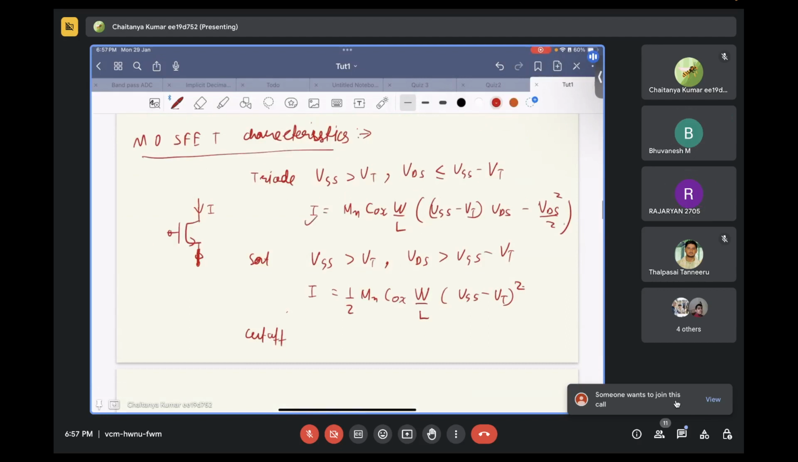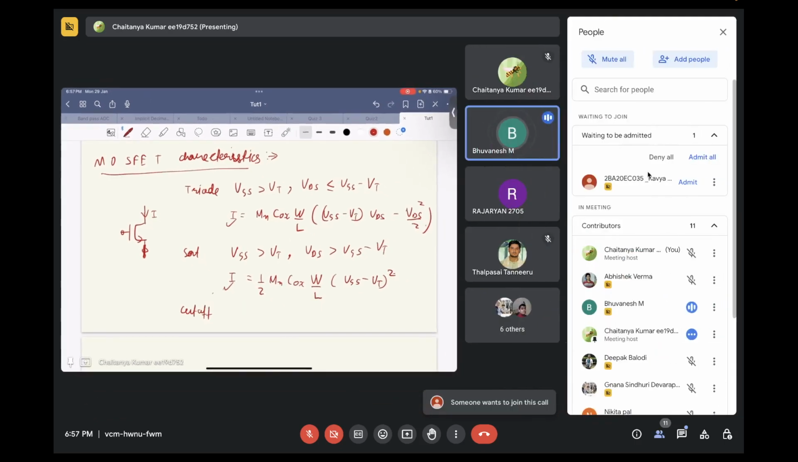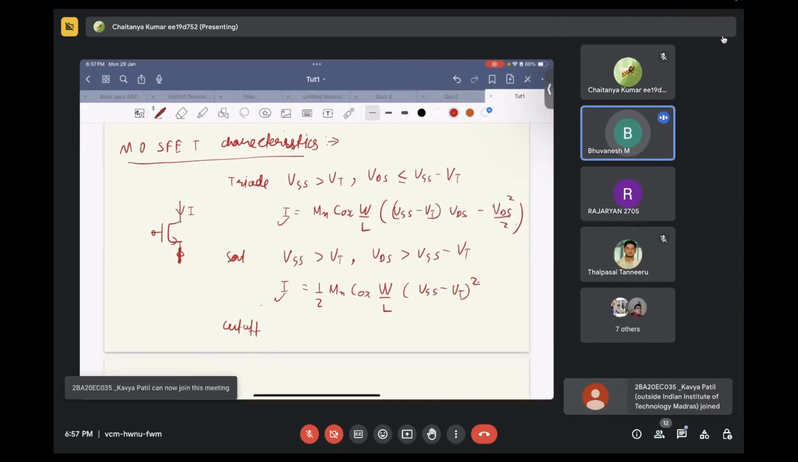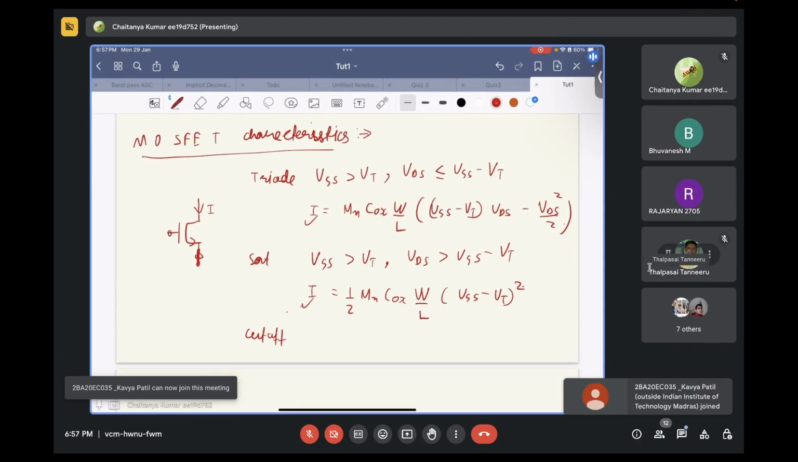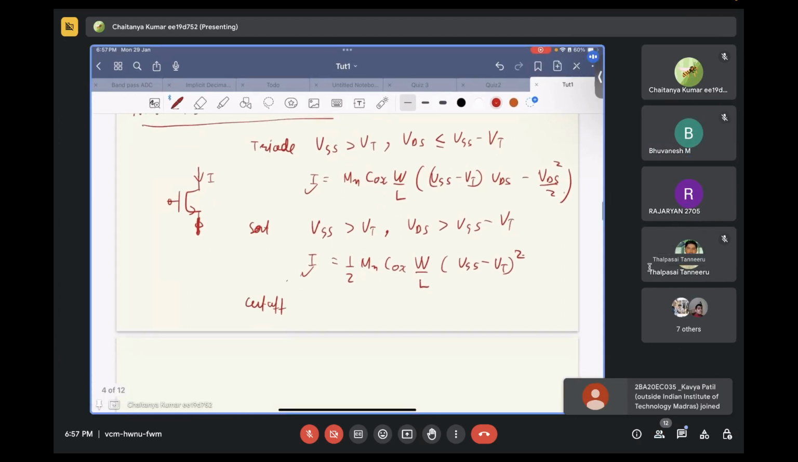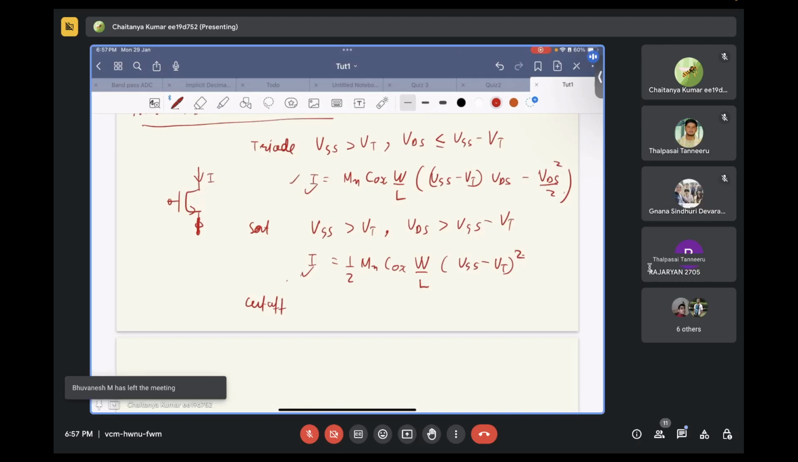How will you verify that this equation and this equation are correct? What you can do is, at the boundary condition, let's say VDS is just equal to VGS minus VT. You guys agree? Yes, sir. That will be the boundary condition between triode and saturation. In that case, plug in the value: VDS is equal to VGS minus VT. Okay, this is the boundary condition.